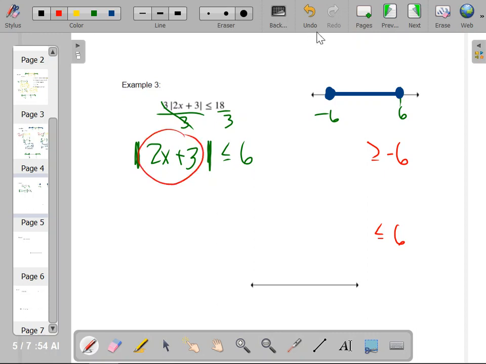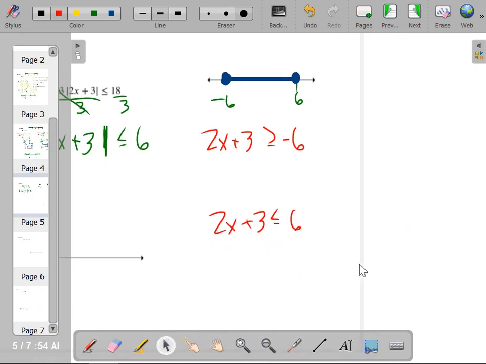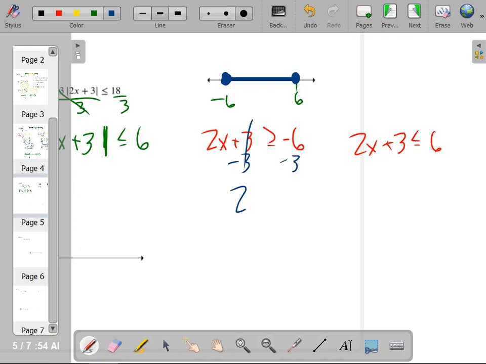Then you take whatever's on the inside, 2x plus 3 and 2x plus 3. Now we just have to solve these two inequalities. I'm going to need more space, so let's just do it over here. You're going to do the same thing for both of them. It's a two-step inequality. You're going to first undo the addition by subtracting. Negative 6 and negative 3 make negative 9. And when you divide, you get x is greater than or equal to negative 4.5.